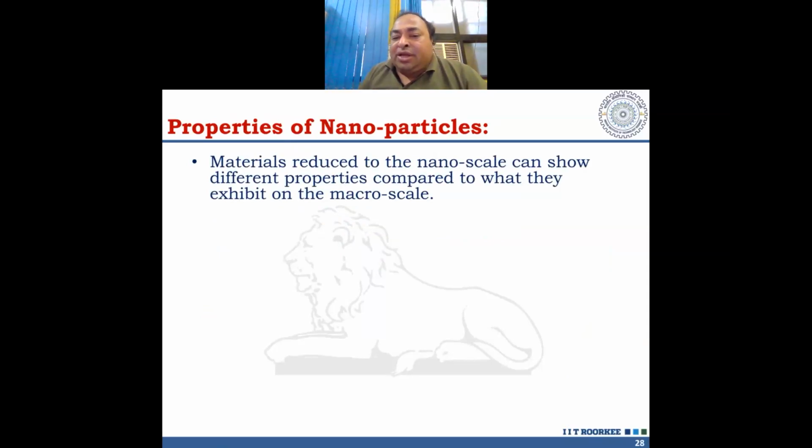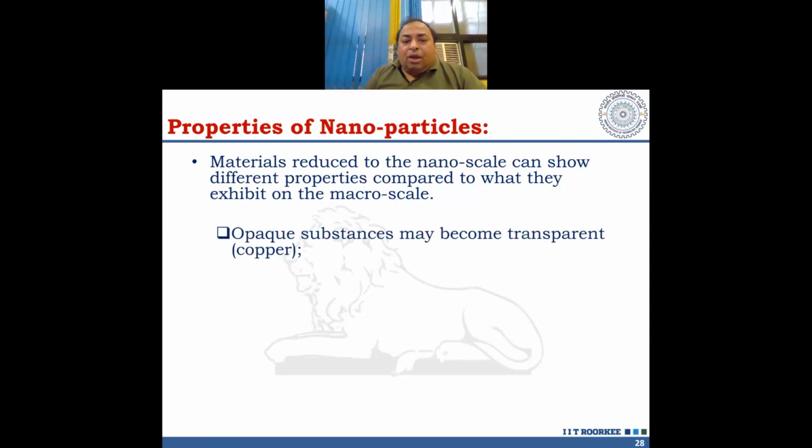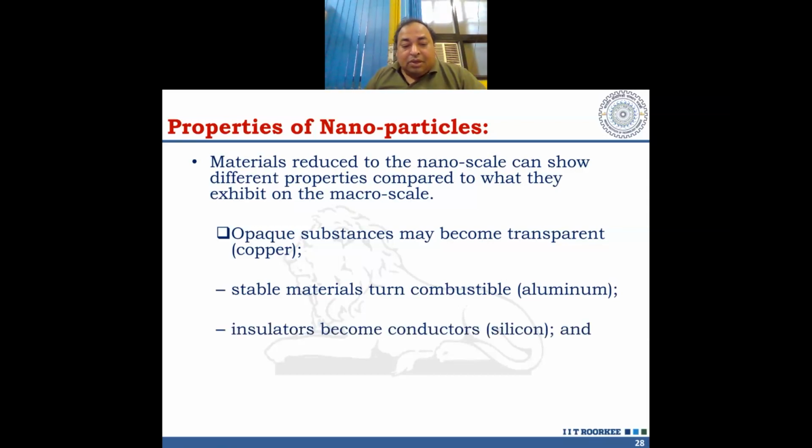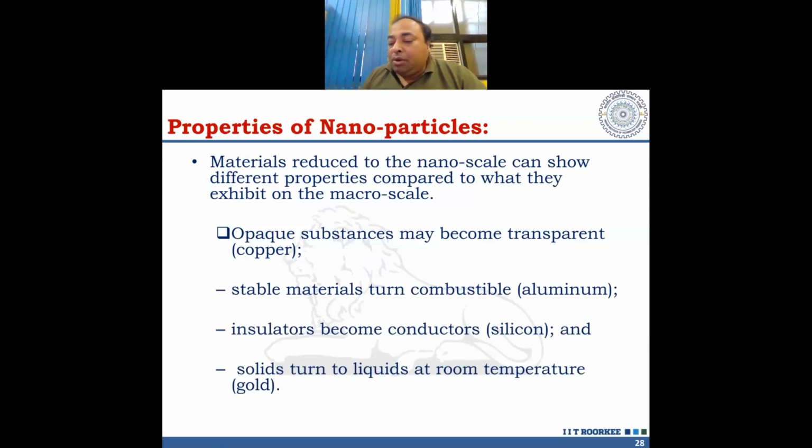Materials which are reduced to the nanoscale can show different properties compared to what they exhibit on the macro scale. For example, copper, which is in general an opaque substance, becomes transparent. Stable material turns combustible in the case of aluminium. Insulators become conductors in the case of silicon. Solid turns to liquid at room temperature in the case of gold.